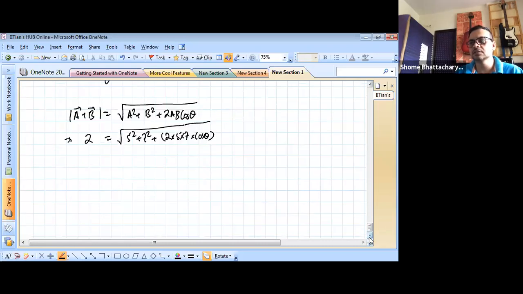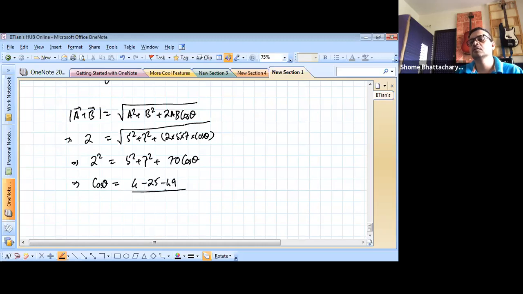Now square both the sides. So we can write 2 square is equal to 5 square plus 7 square plus 70 cos theta, right? Or we can write cos theta as 4 minus 25 minus 49 by 70. That works out to be minus 70 by 70, or cos theta works out to be minus 1. So cos theta is equal to minus 1 means that theta is equal to 180 degrees.